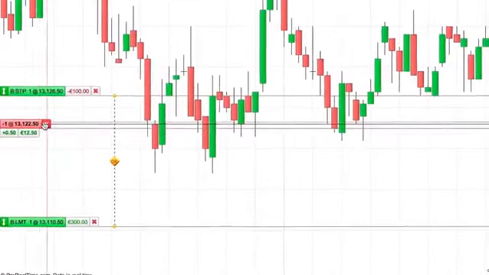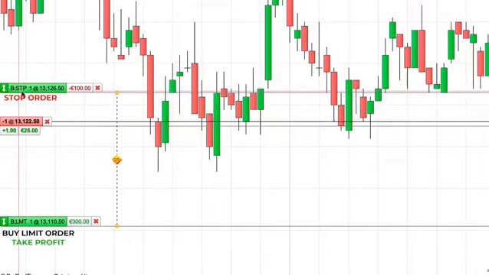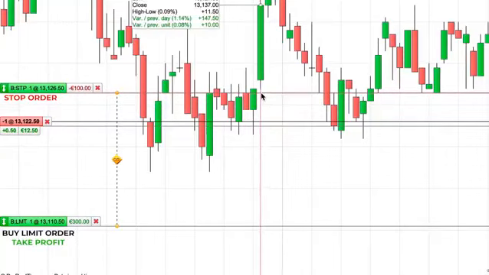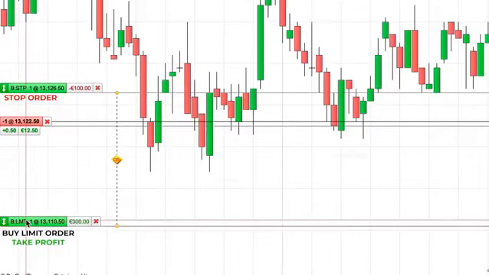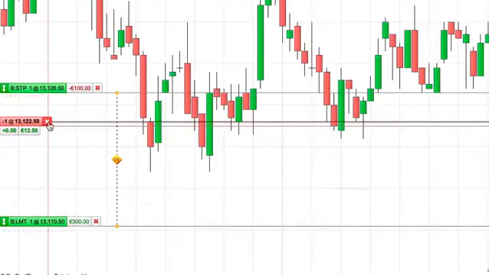So here we have our entry that we did with our limit order. Here you can see the buy stop. So this is a STP, the stop order, with which the trade will be closed, our stop. And then here is our BLMT, buy limit. So this is a limit order that will close our trade as our take profit. Now, to close it, in ProRealTime you just click on the cross and you close the trade.